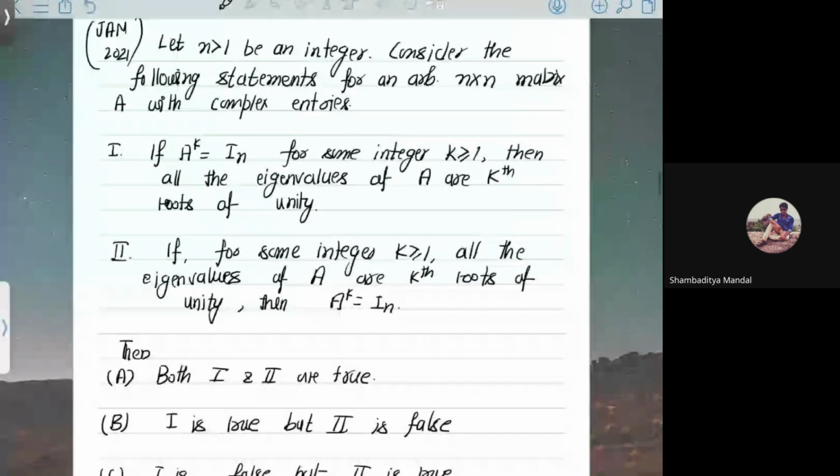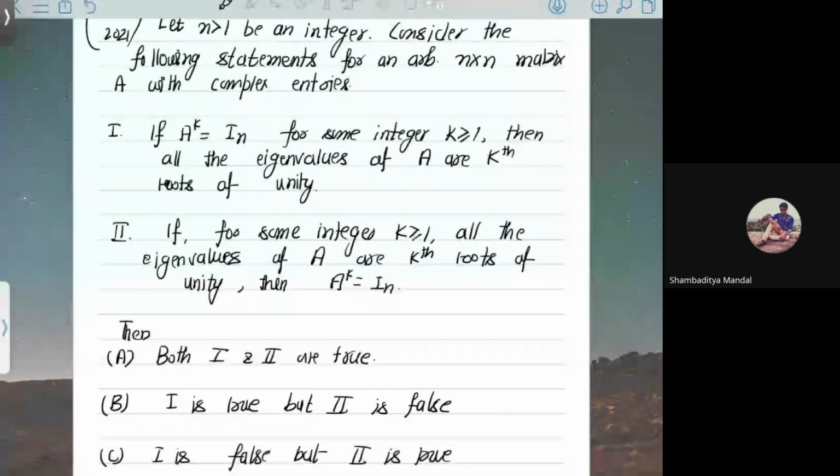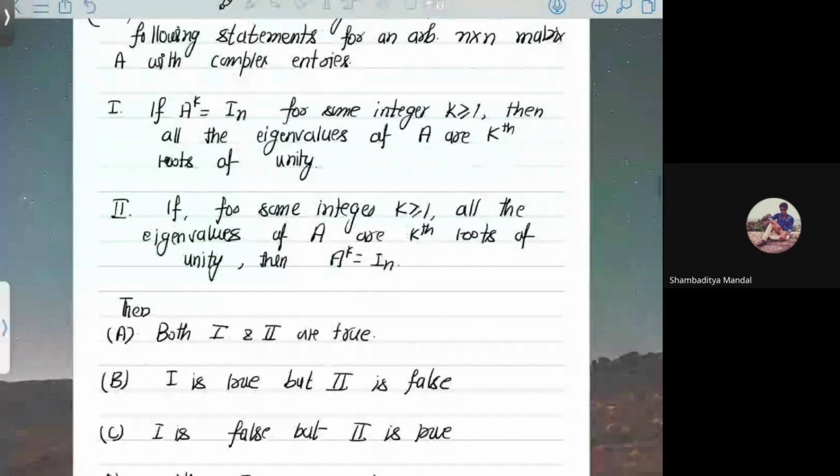This is interesting. This is also from 2021. It says that if n is an integer strictly greater than 1, then consider the following statements for an arbitrary n cross n matrix with complex entries. The first statement says that if for some integer k, A raised to power k is the n cross n identity matrix, then all the eigenvalues of A are kth roots of unity. And the second statement says that if for some integer k greater than or equal to 1, all the eigenvalues of A are kth roots of unity, then A raised to power k is the identity. They ask whether both of them are correct or only one of them, so we have to justify the answer. Okay, so explanation.